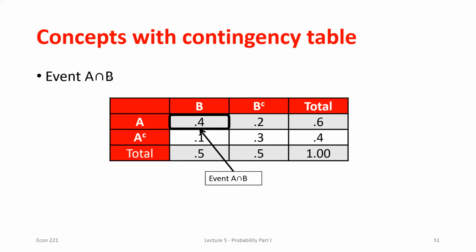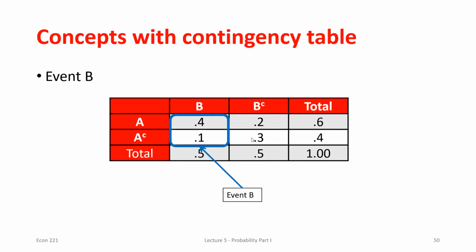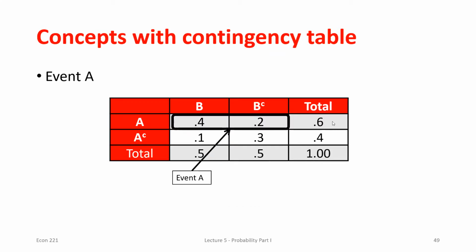We talked about how we find these intersections, which are just one of these top 4 left cells, okay? So it doesn't matter what I want the intersection of, I just go to that cell. The intersection of A complement and B complement here would be 0.3. So why does adding down the columns and across the rows reproduce those totals? Okay.